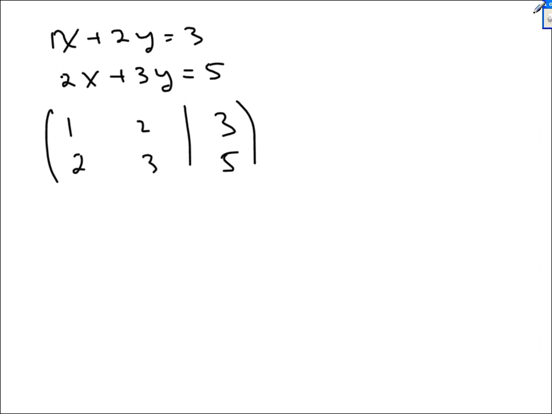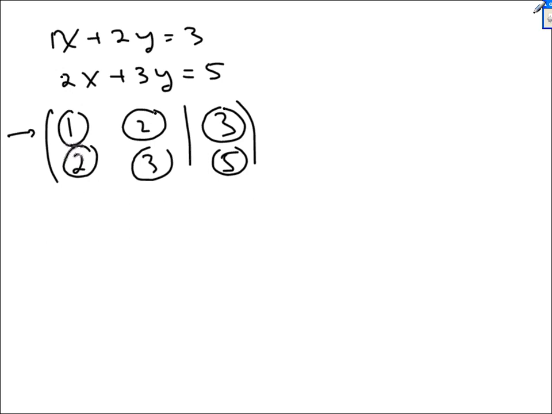This top line reads 1x, and this is understood to be positive 2y: 1x plus 2y equals 3, or x plus 2y equals 3. 2x plus 3y equals 5.